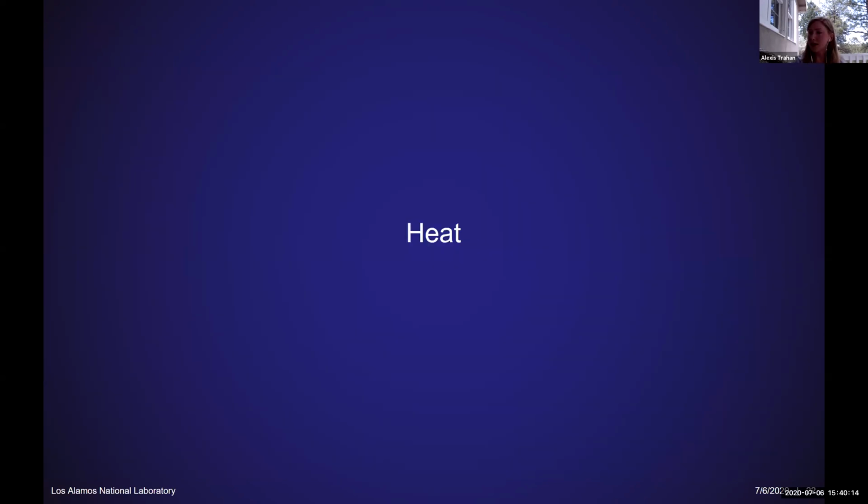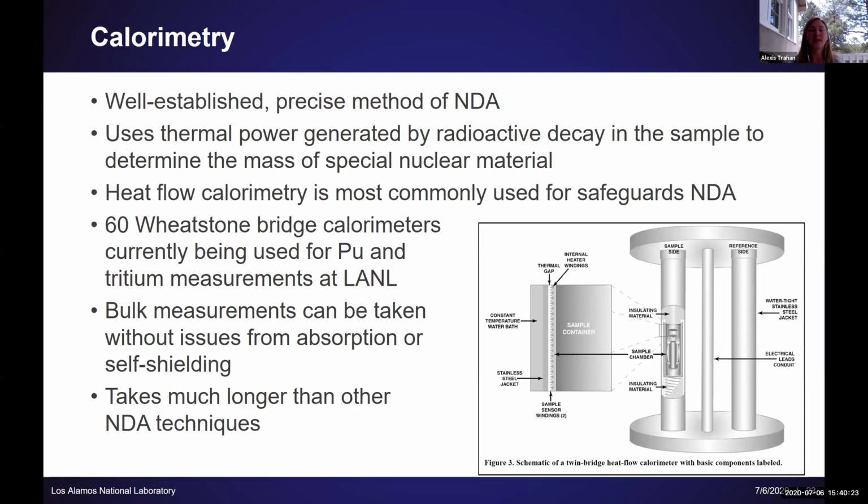All right, heat, I'm doing pretty well on time here. So the last one I'm going to talk about just briefly is heat. And calorimetry is the standard method for heat measurement, non-destructive assay. This is a very well-established and precise method of NDA, and it uses the thermal power that comes out of radioactive decay or fission to determine the mass of special nuclear material.